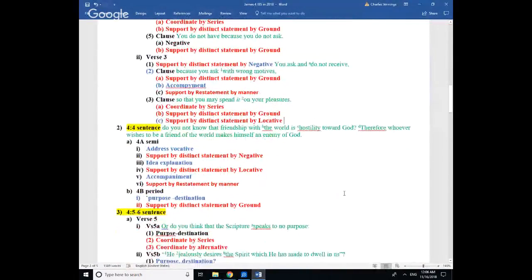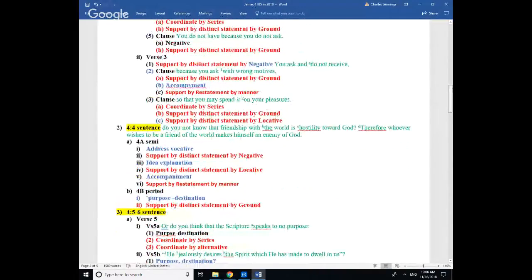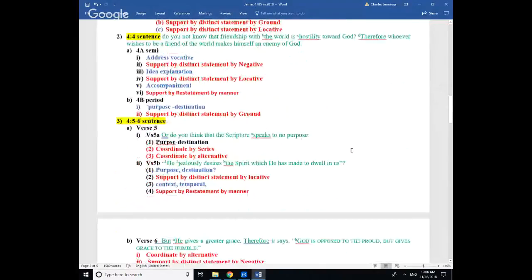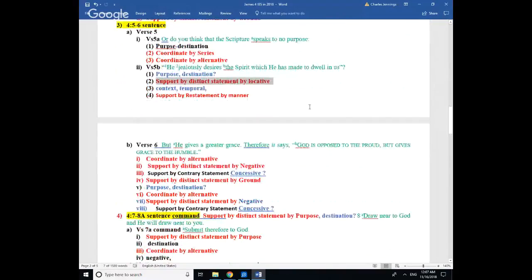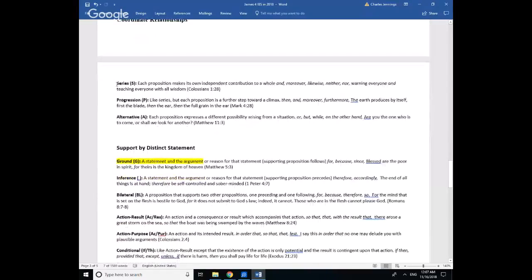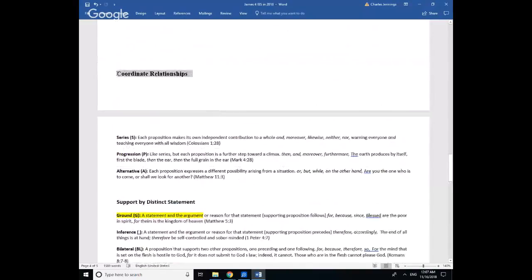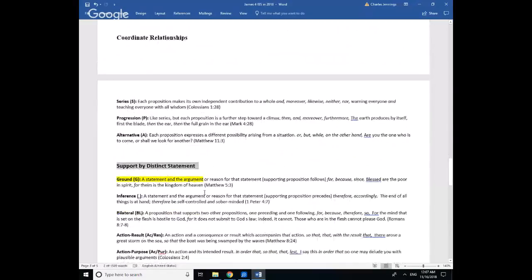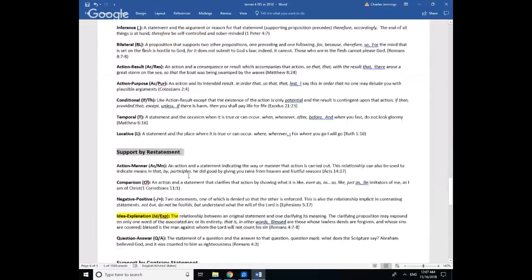All right. So let me just say this. Next time we're going to start with a new paragraph of chapter 4, and we're going to look at these big picture things. All right? But what I just want you to get in your head is Bible arcing wants you to identify these different things and then think of it like this: is this a coordinate relationship or is this a distinct relationship? Is it restatement? Is it something contrary?